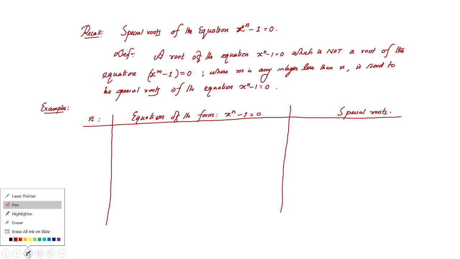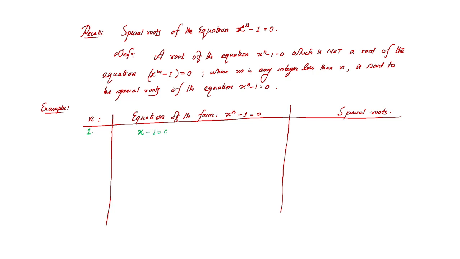Now if you take say n equals 1, that means the equation of the form x minus 1 equals 0. And obviously, first we will write the roots, then we will come to the special roots. So the root is 1, and here the root of the equation x minus 1 is not a root of x to the power m, where m is an integer less than n. So obviously here the special root will be 1.